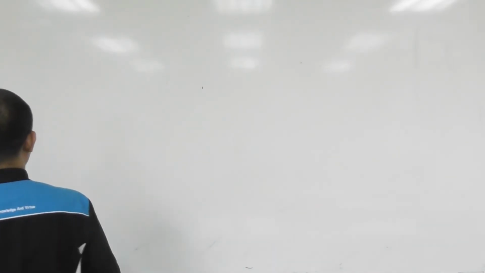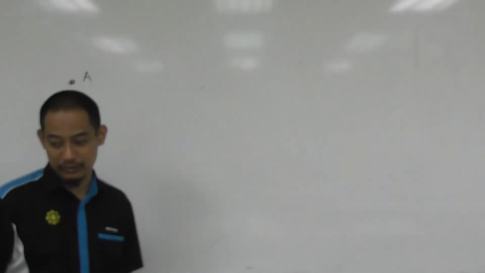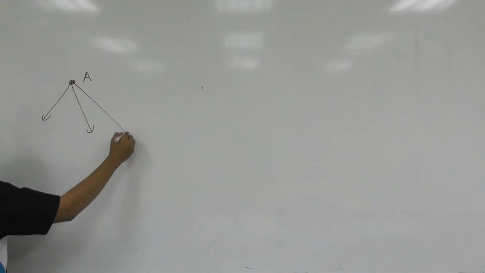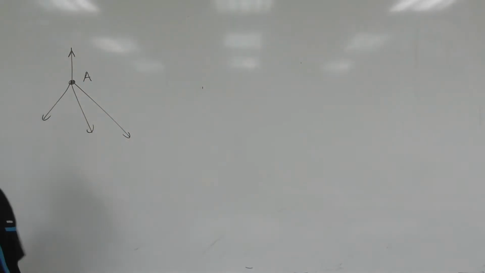So in the end, basically you have point A, and then you have 3 forces going down. So basically you have 1 force here, 1 force here, 1 force here, and 1 force goes up.